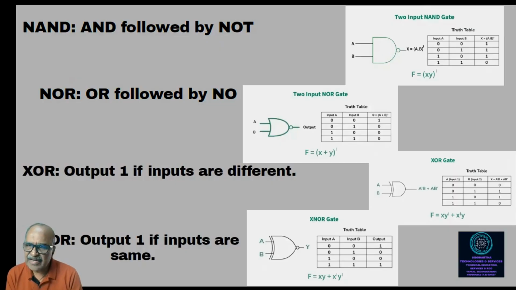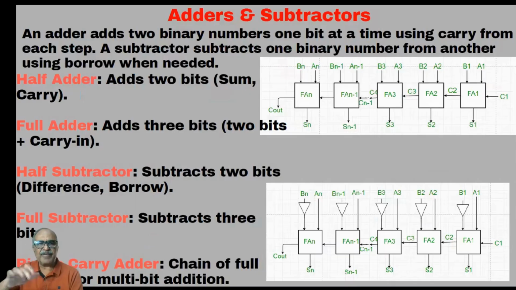Okay, so the next gate is XOR. We are discussing the output here. The output will be one if the inputs are different. Different means what? 0 and 1. XNOR: output is 1 if the inputs are the same, 1 1 or 0 0, so the output will be 1. Okay, so this is XNOR. So these are all the types of gates.